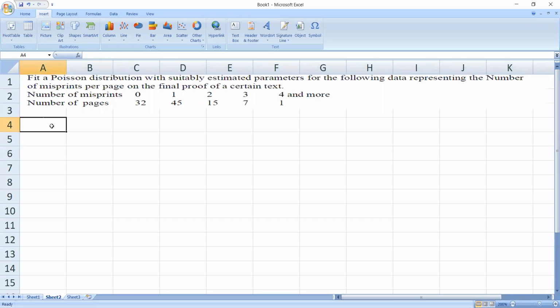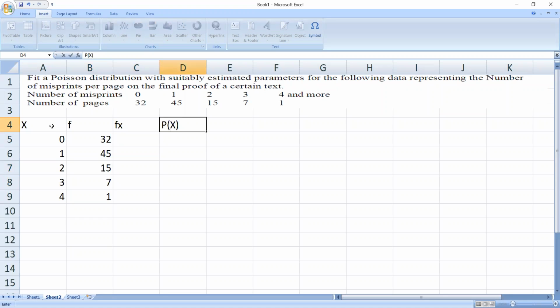Okay, so x is the number of misprints, f is the number of pages. So we have 0, 1, 2, 3, 4 and more. Frequencies 32, 45, 15, 7, 1. So lambda is not given. You will compute fx, and from that you will generate the probabilities and frequencies.